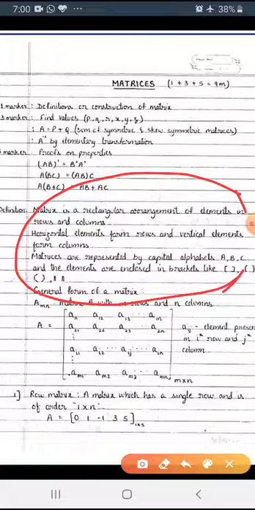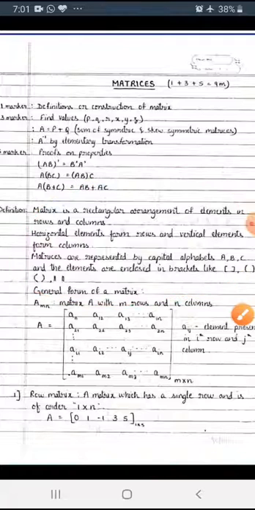Here, elements mean numbers. The numbers may be real numbers or complex numbers, arranged in rows and columns. Horizontal elements form rows and vertical elements form columns. Matrices are represented by the capital letters A, B, C, and the elements are enclosed in brackets, like closed brackets, open brackets, or in a norm form.